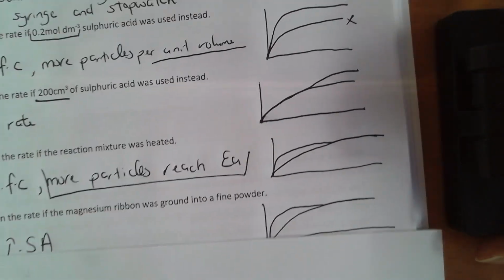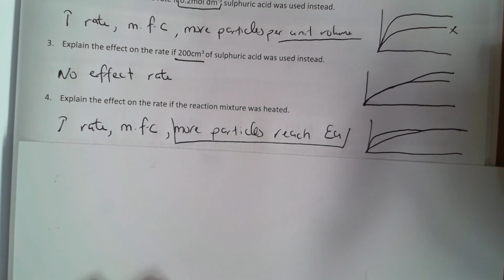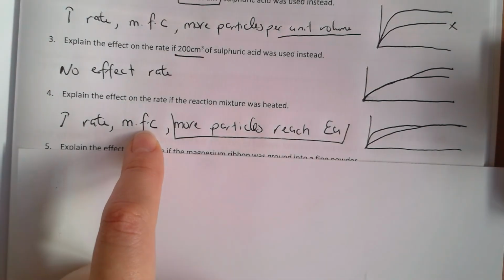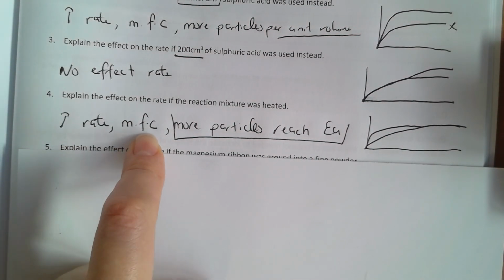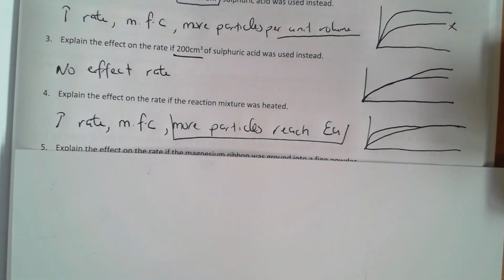So when you're talking about temperature, make two distinct points, okay? You are going to tell me that you've got more frequent collisions because the particles are moving faster. You're also going to say more particles reach the activation energy, so a higher percentage of the collisions are successful.